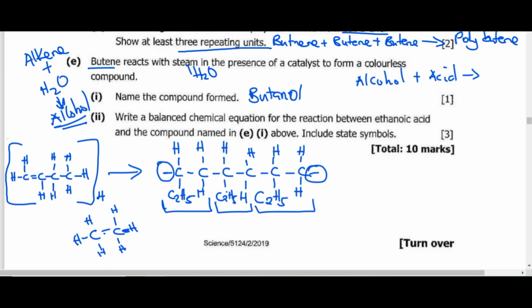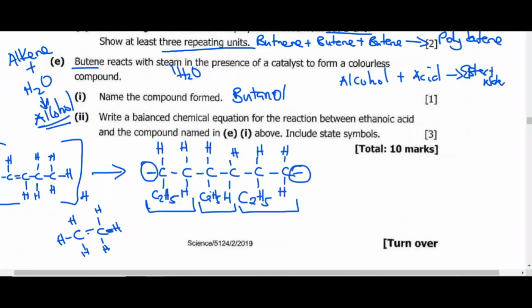And then what else will be produced apart from that? Also water will be produced. So apart from an ester being produced, water will also be produced. So an ester will be produced plus water. Then let us create some space.